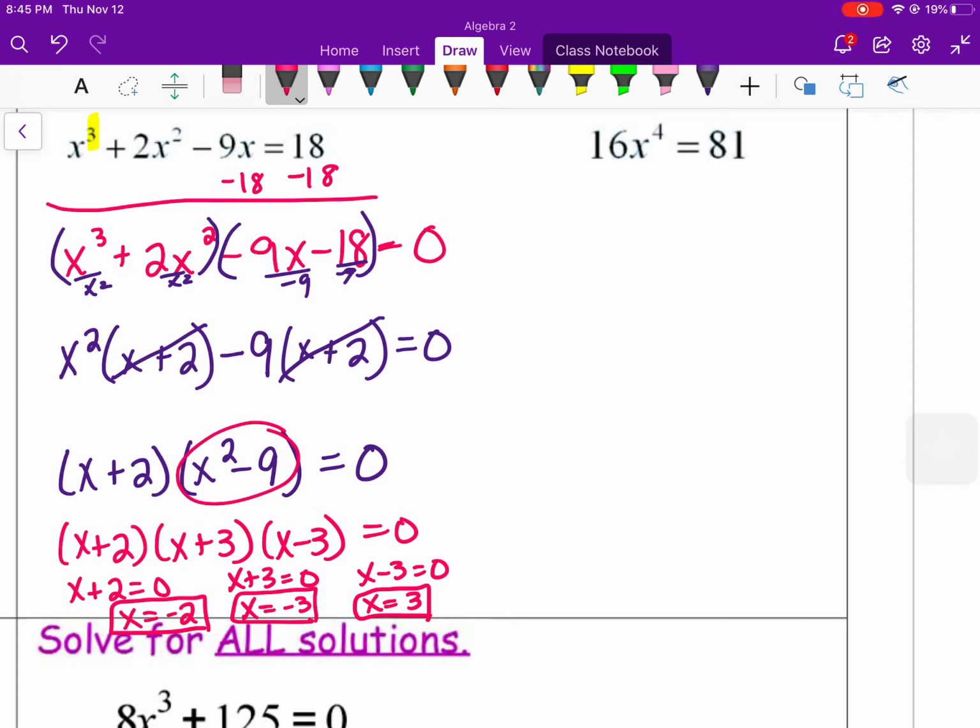Technically, since this is a perfect square right here, you could have solved by square roots. x squared minus 9 equals 0. Add 9, get x squared equals 9. Square root, x equals plus or minus 3. So in this particular case, you could have stopped right at this step and solved by square roots and solved by factoring from there.